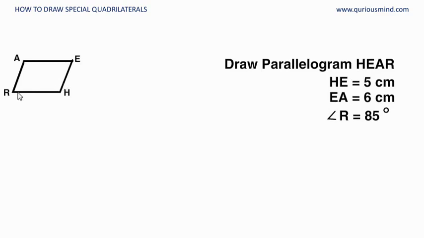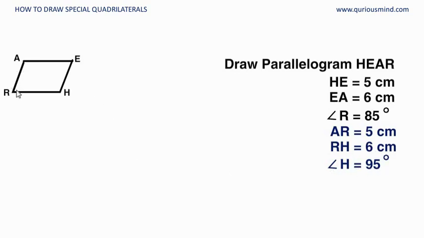The property of a parallelogram states that adjacent angles of a parallelogram are supplementary, and that gives that angle H is going to be 180 minus the measure of angle R, which is 85, and hence angle H would be 95 degrees. The remaining two sides we can also find easily, and thus we have found this extra information: the remaining two sides, AR 5 cm, RH 6 cm, and angle H 95.